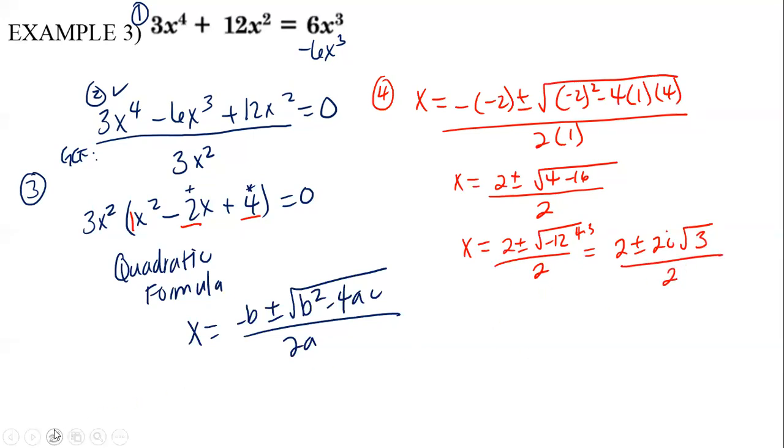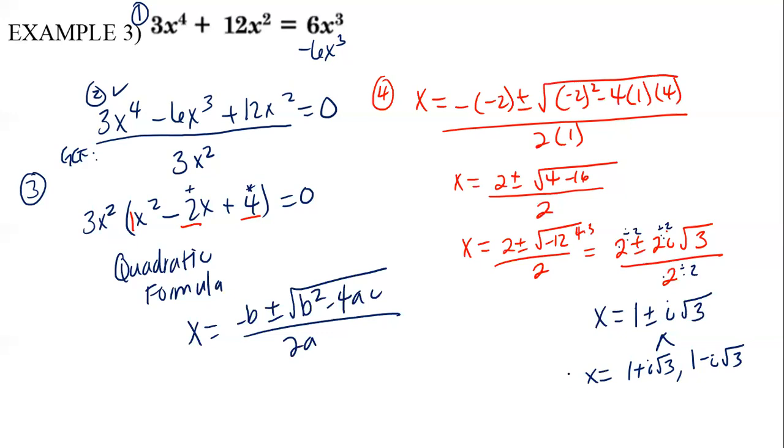We can simplify. So simplifying, divide each one by 2. And that leaves us with x equals 1 plus or minus 1i square root of 3. So our final two solutions are 1 plus i square root of 3, and 1 minus i square root of 3. Those are what our x equals.